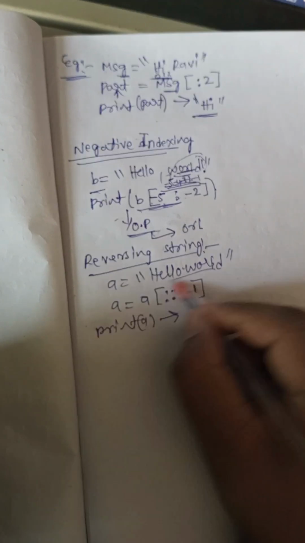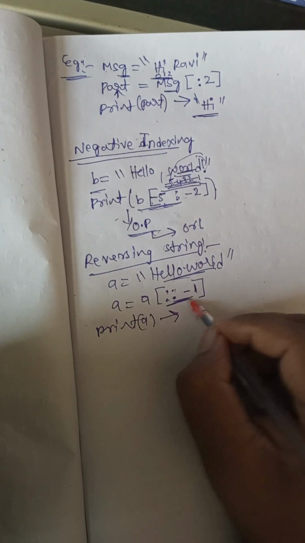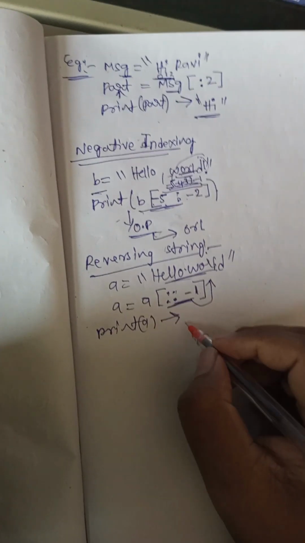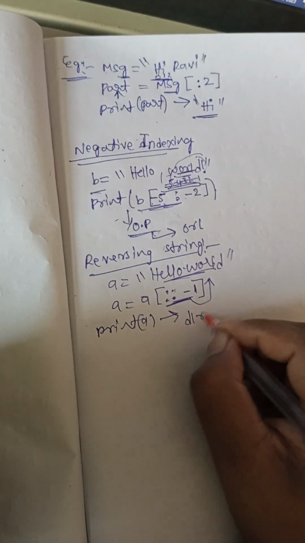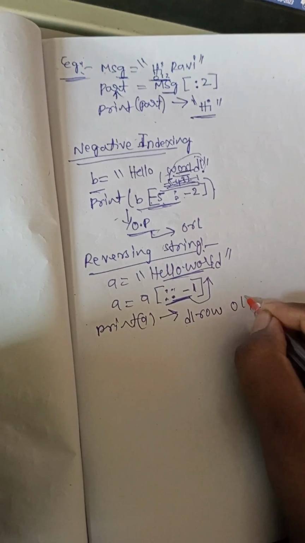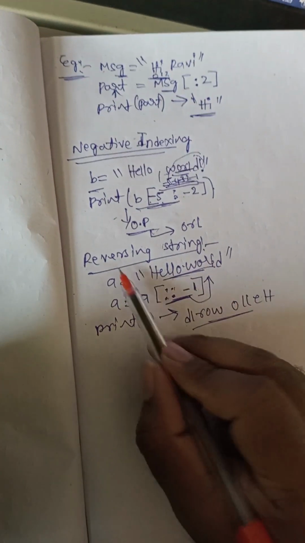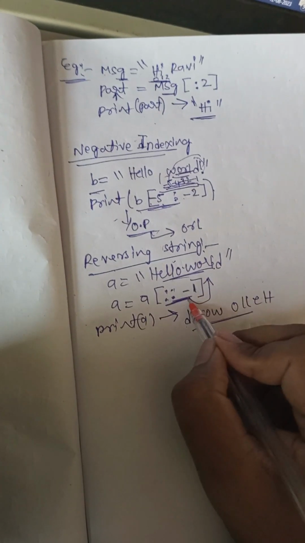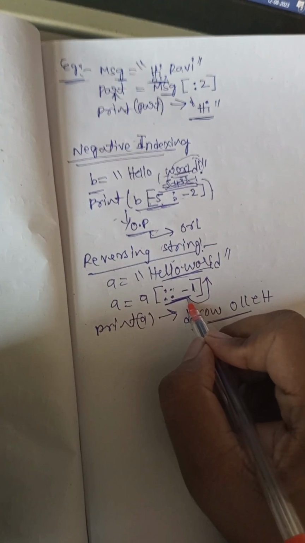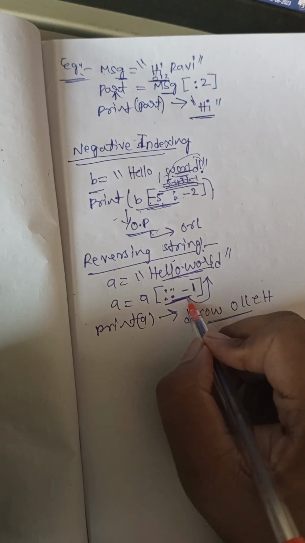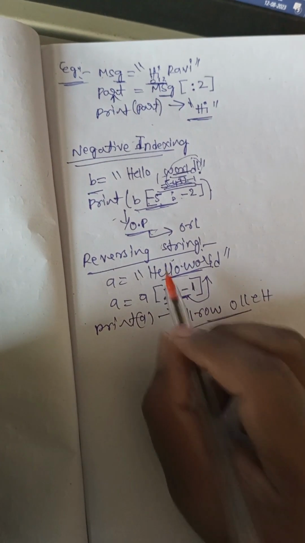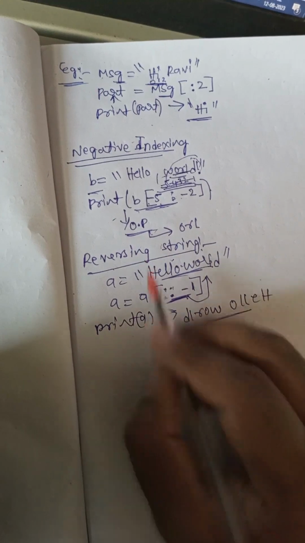I will get the reverse order. When we use this operation, we get reverse order. What is the output? D L R O W O L L E H. In reverse order, this is known as a reverse string. Reverse the given string using the extended slicing operation. In this way, this is known as a reverse string.